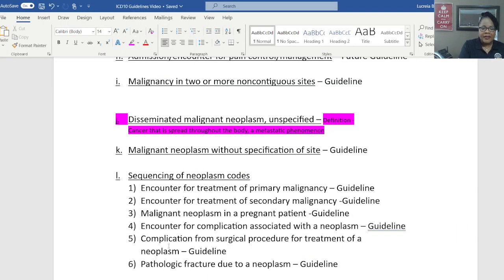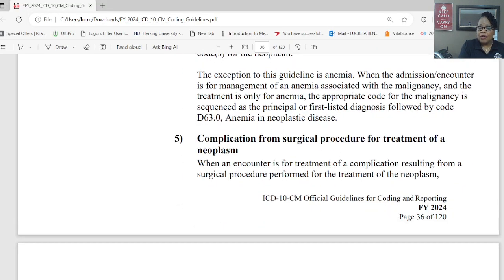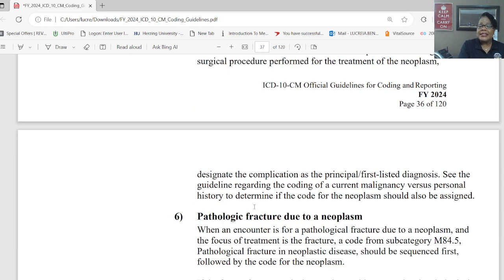All right, number 5, complications from surgical procedures for treatment of a neoplasm. When an encounter is for the treatment of a complication resulting from a surgical procedure performed for the treatment of a neoplasm, designate the complication as the principal or first listed diagnosis. See the guideline regarding the coding of a current malignancy versus personal history to determine if the code for the neoplasm should also be assigned.